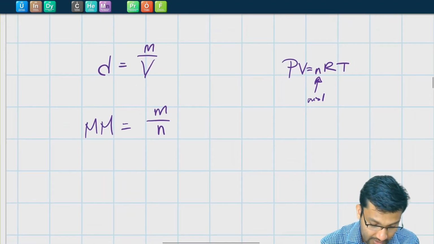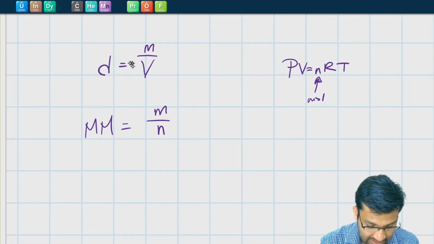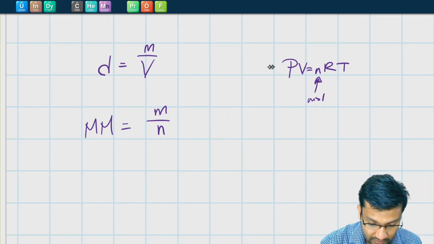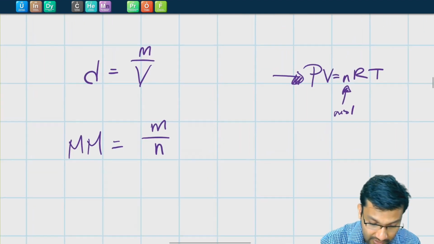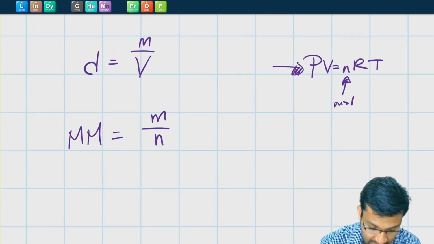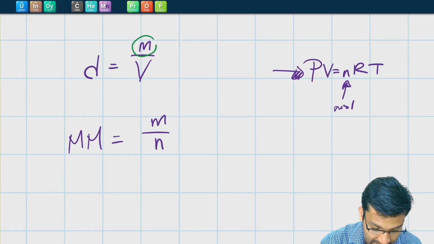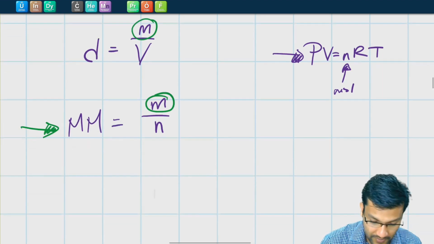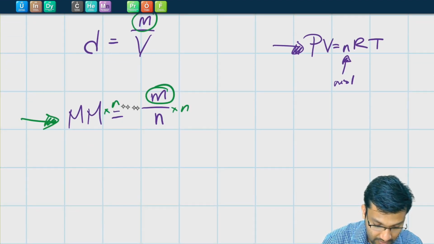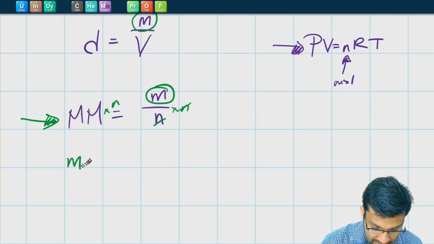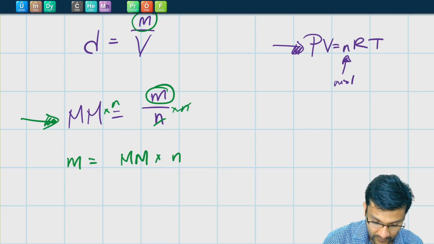Now we have an expression for density and molar mass, but these are just expressions that we already know. They're not part of the ideal gas law. So let's make them part of the ideal gas law, and to do that, we'll have to do a few little tricks. First, we see that there's mass here and mass over here. So let's rewrite this equation and solve for mass. To solve for mass, we multiply by the number of moles on both sides, so we get mass is equal to the molar mass times the number of moles.